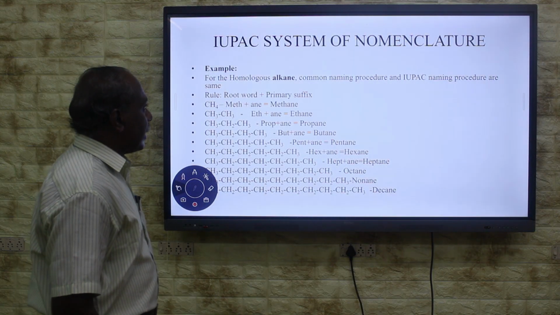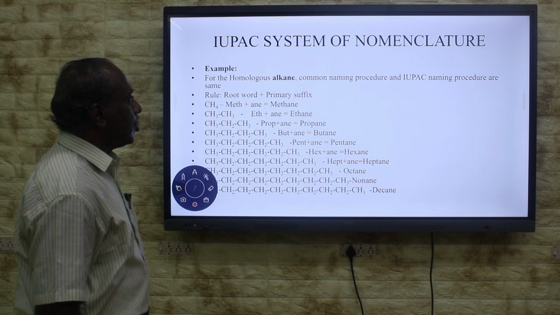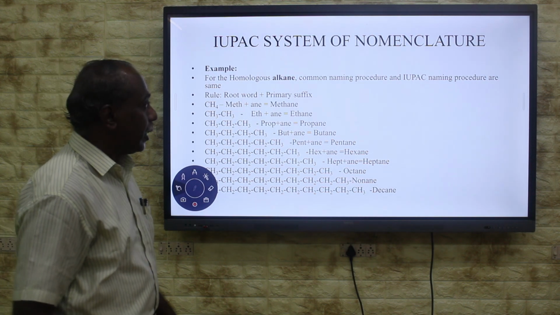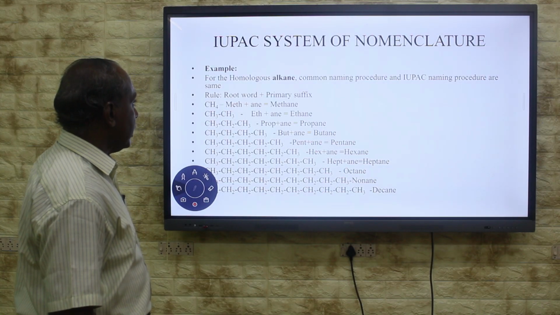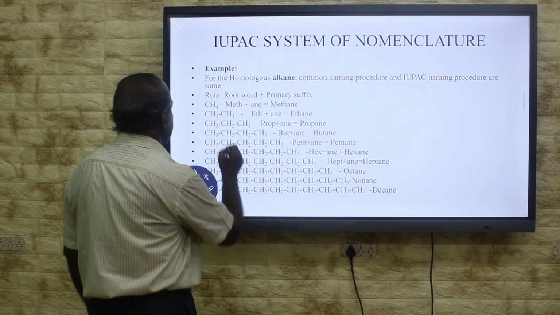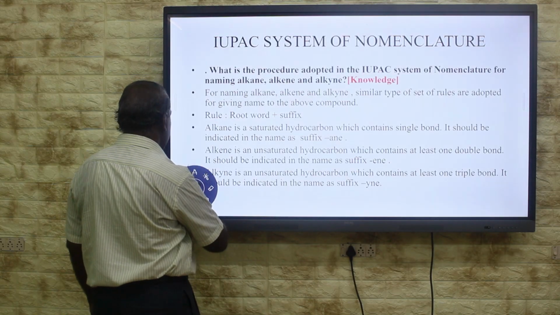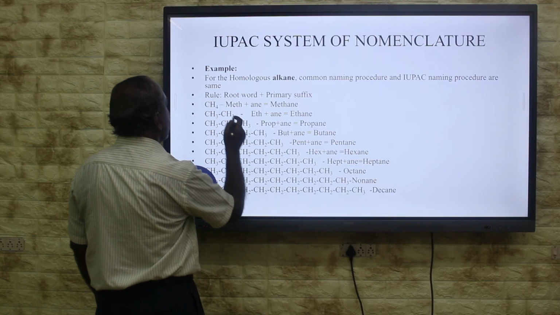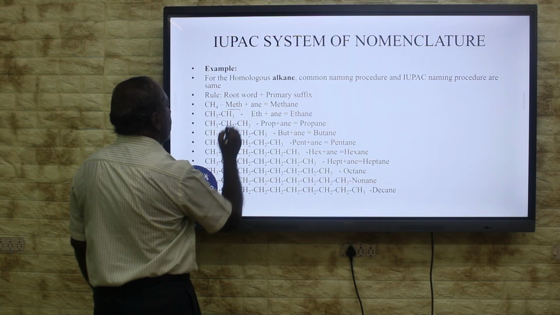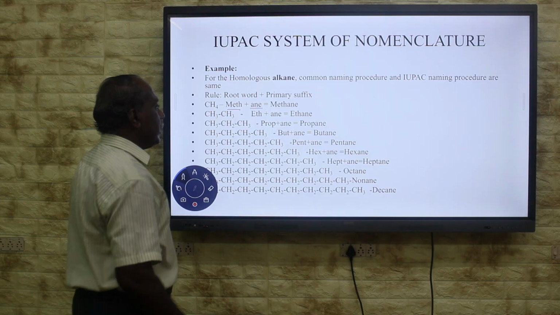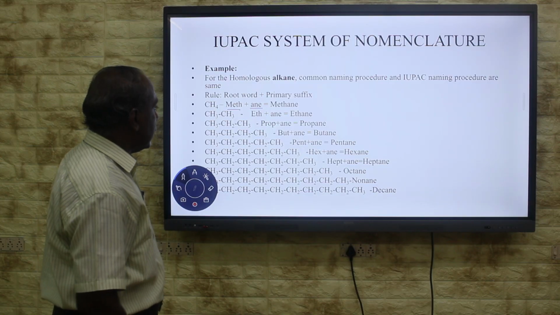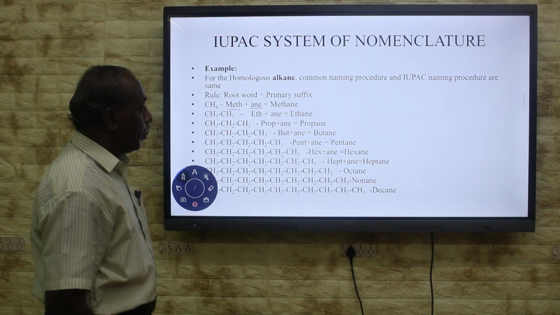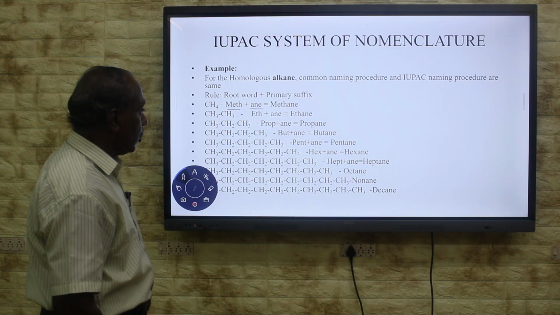For a homologous alkane, the common naming procedure and the IUPAC naming procedure are the same. Here, one carbon is indicated by the root word meth. Then ANE indicates methane. Then eth indicates two carbons in the chain, ethane. It's similar to what we learned in the first lecture itself.